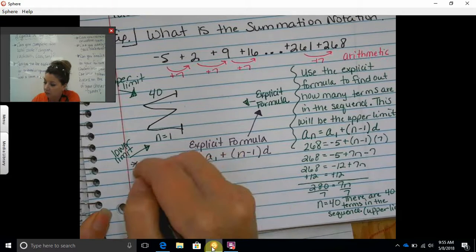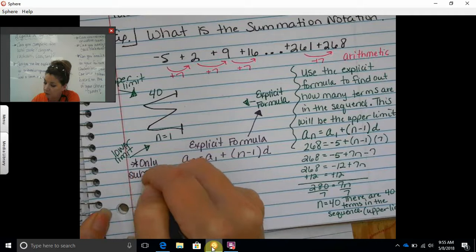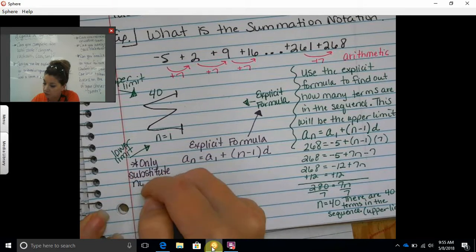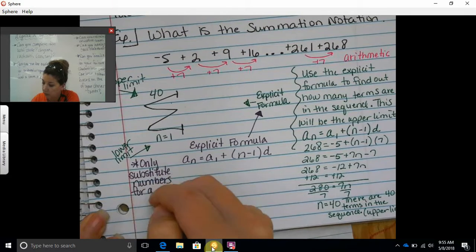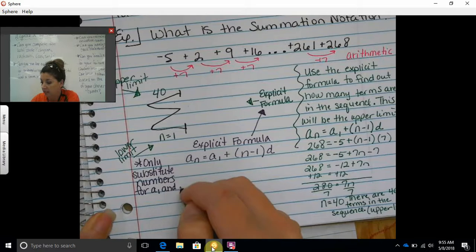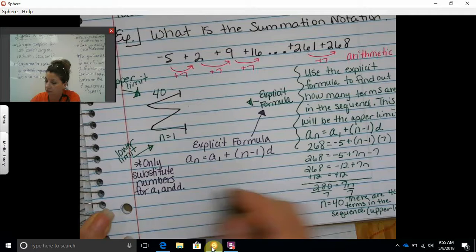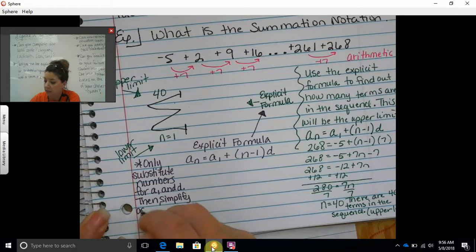So, only substitute numbers for a sub 1 and d. Then simplify as much as you can.